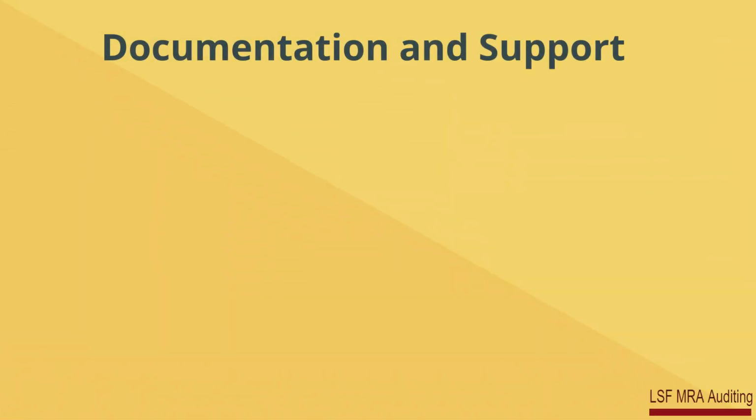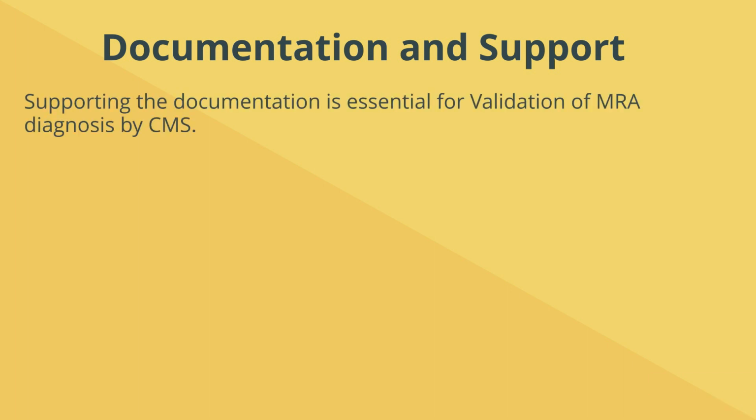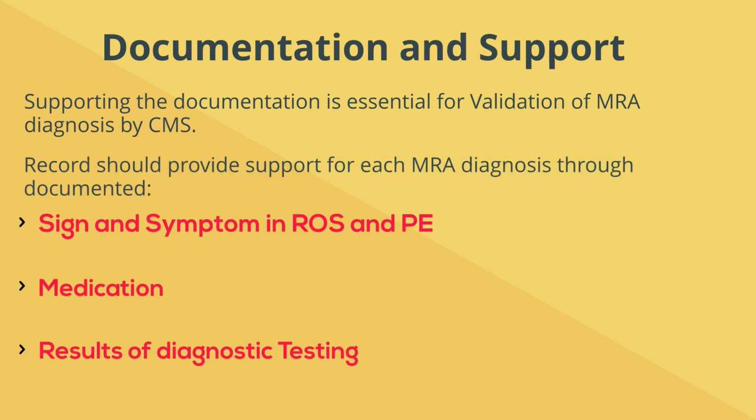Documentation and support. Supporting the documentation is essential for validation of risk adjustment diagnosis by CMS. The medical record should provide support for the MRA diagnosis through signs and symptoms documented in review of systems and physical exam notes. Medication linked to the condition for which it has been prescribed. Results of diagnostic testing along with the clinical significance.